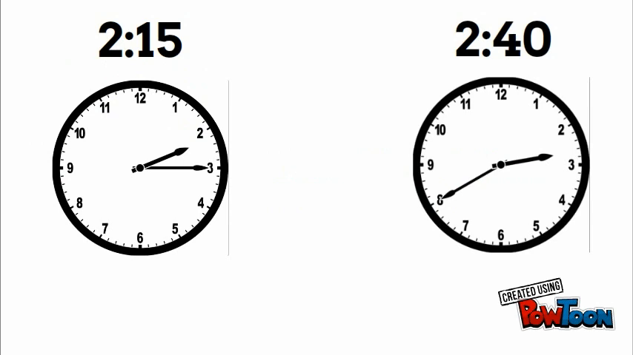Let's find how many minutes there are between 2:15 and 2:40. A good strategy is to count by fives using the numbers on the clock. 5, 10, 15, 20, 25. So we have 25 minutes between 2:15 and 2:40.